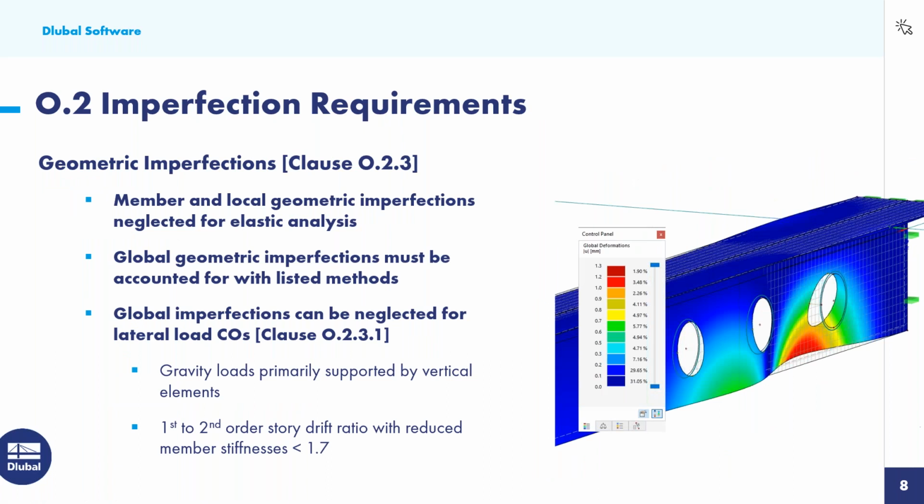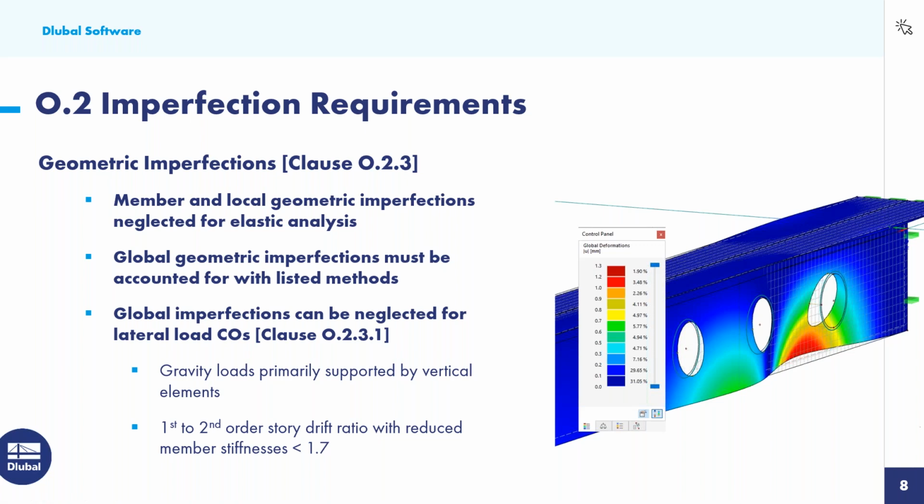All right, let us move on to imperfection requirements. So geometric imperfections is addressed in clause O.2.3, and the code tells us that member and local geometric imperfections can be neglected for the elastic analysis. When we're talking about member and local geometric imperfections, I put a little picture over here on the right-hand side. This is really looking at the individual member itself.